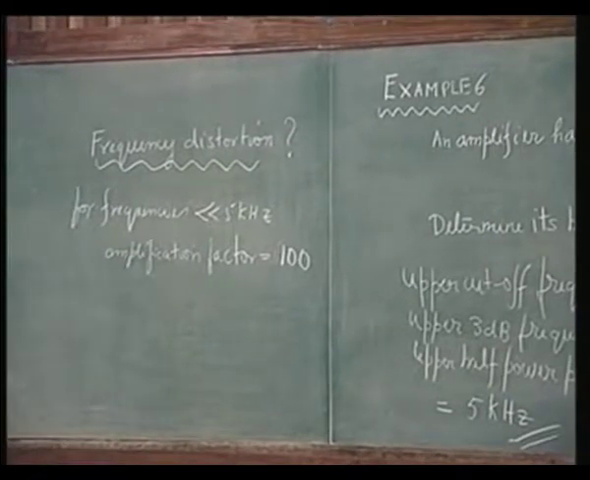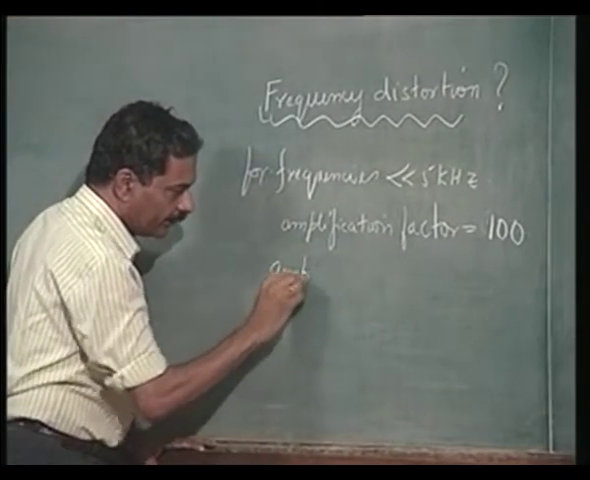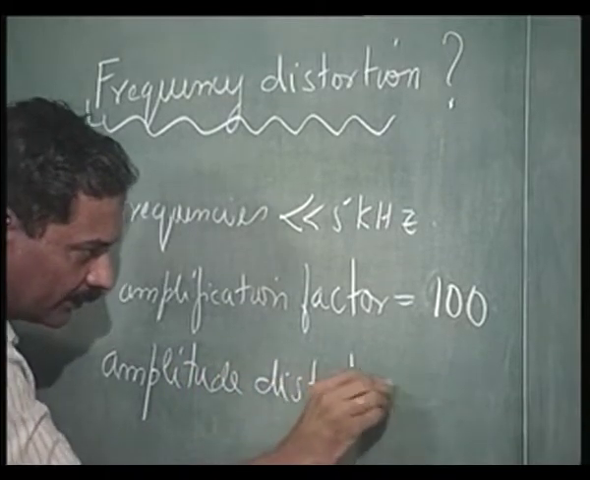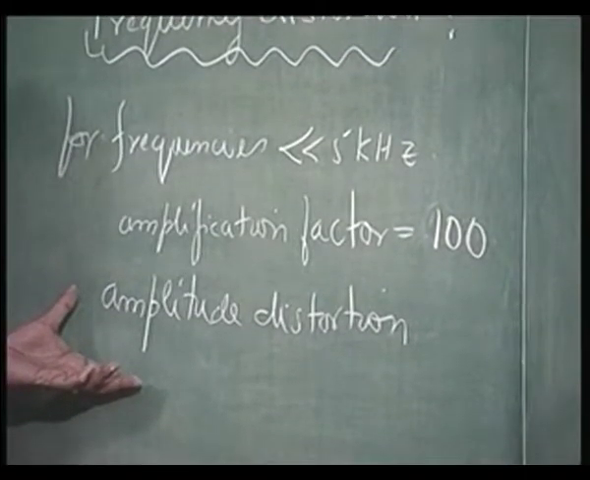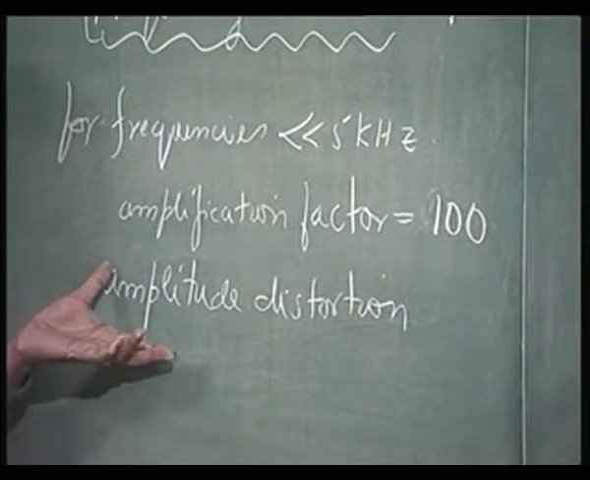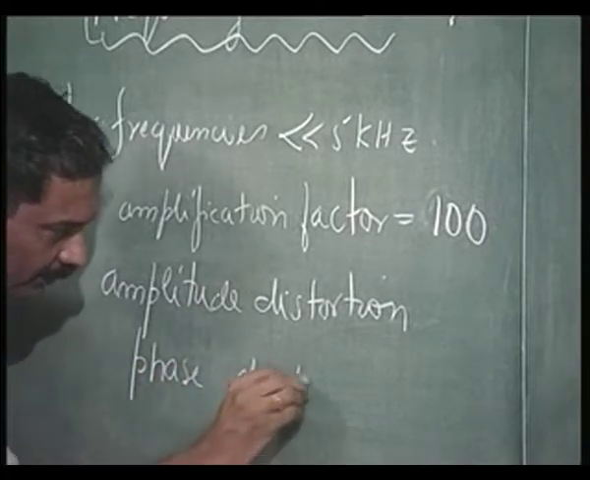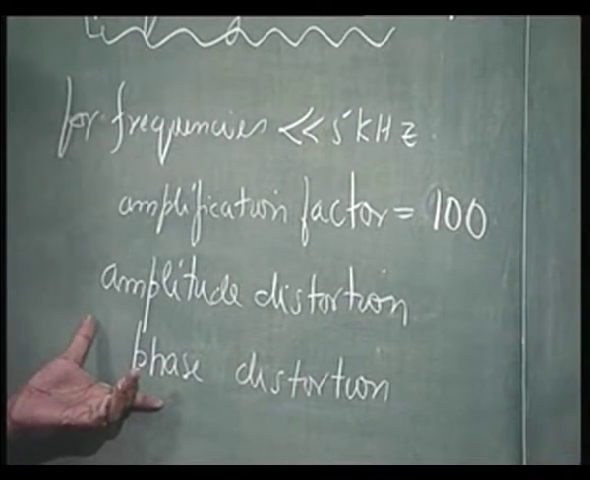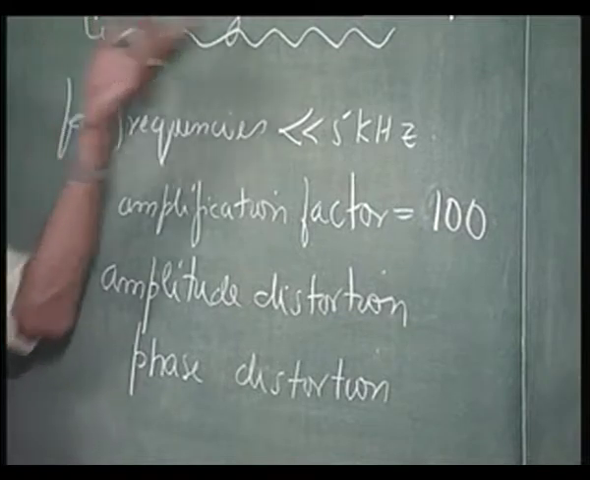Now, this frequency distortion will cause amplitude distortion. What is amplitude distortion? Different frequency components will be subjected to different attenuations. That is why amplitude distortion is caused. Then there is phase distortion. What is phase distortion? Different frequency components will be subjected to different phase shifts. That is going to cause phase distortion. So, both of these cause frequency distortion.